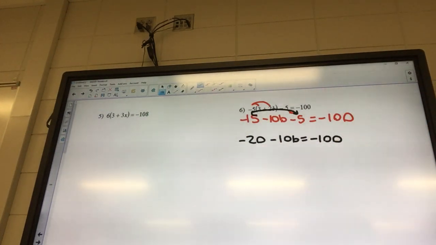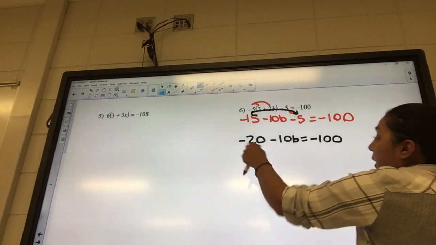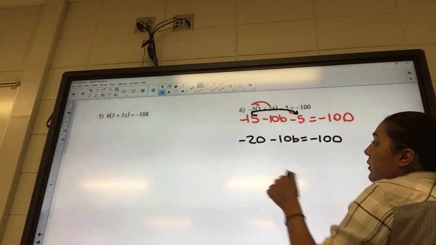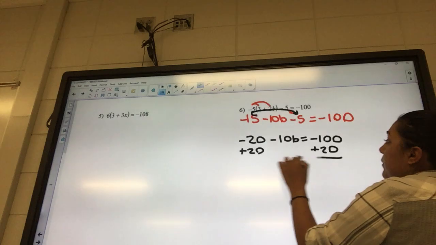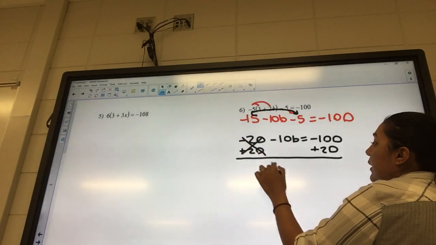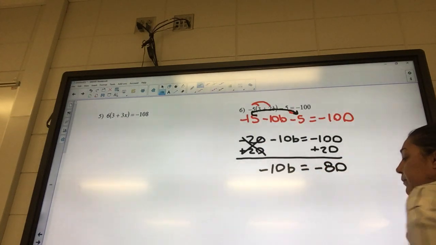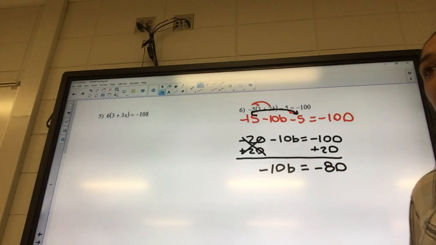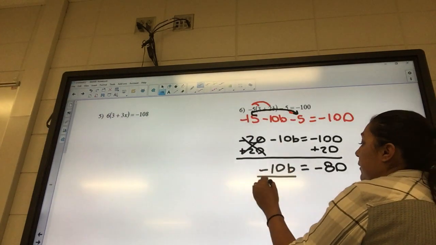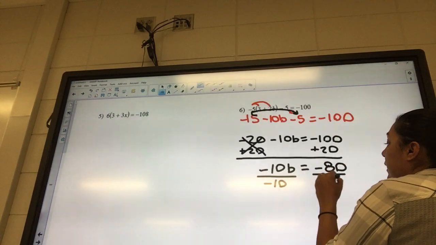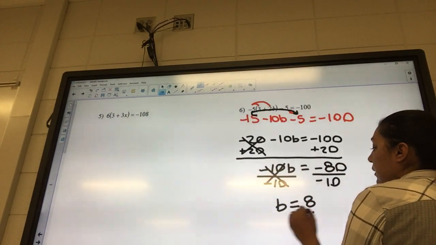Our next step is always to add or subtract the non-variable. In this case, this is the non-variable, so we can say plus 20, because we're going to do the opposite, plus 20. So I got negative 10B equals negative 80. And our last step is always to divide. So we're going to say divide by negative 10. So B equals 8.